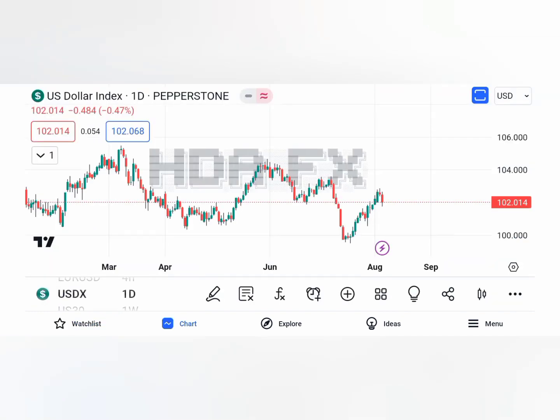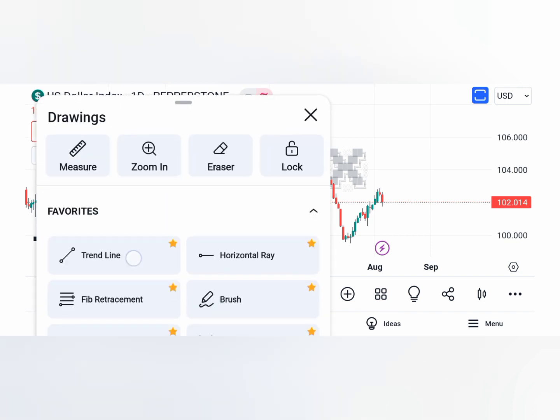So guys, starting with the dollar index on the daily time frame. On the daily time frame, we could see that the dollar index is bearish. We consider the dollar index is bearish. And let's try and spot some key levels. So first, we can spot a trend line here.